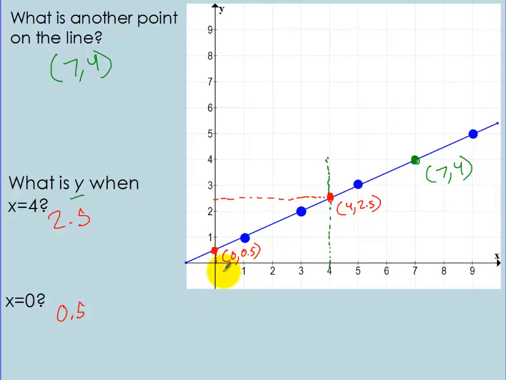Okay, so that's one way. I can find points that are not only at the grid marks, so they're easy to see. You can plot other points. So any point on the line, we can have fractions and decimals. That's okay, and it's good to be able to recognize that.